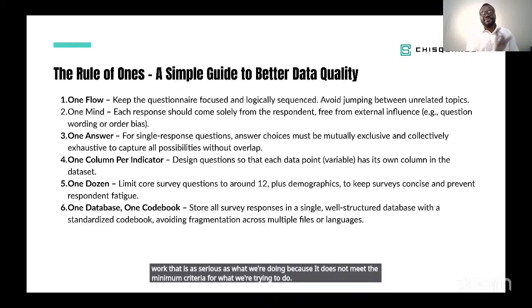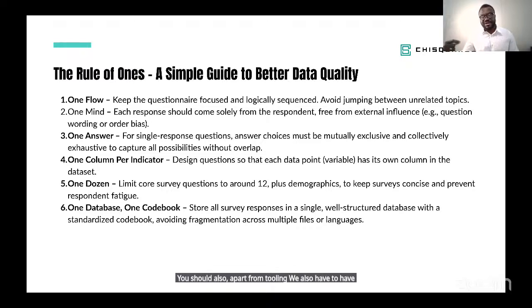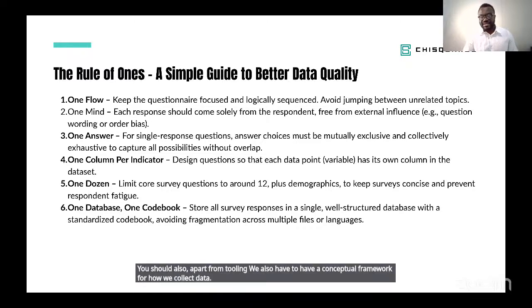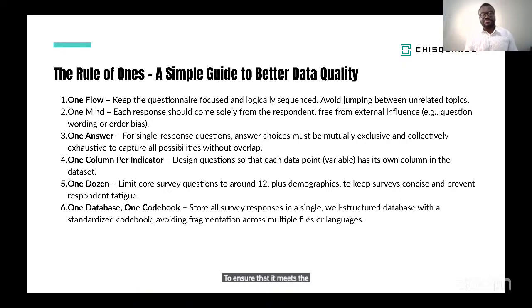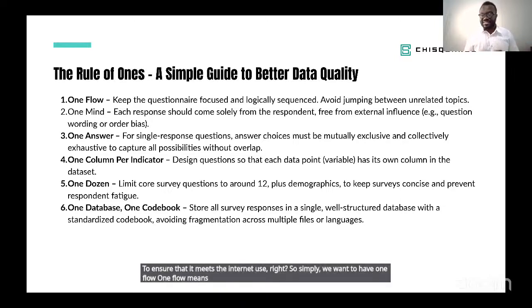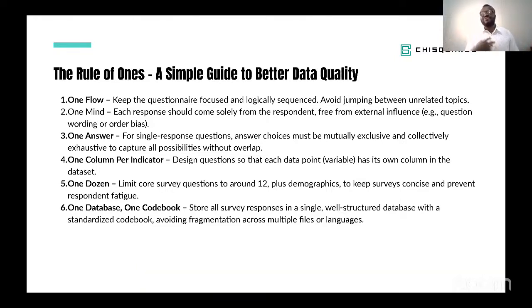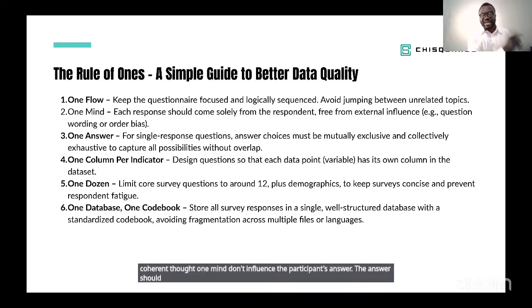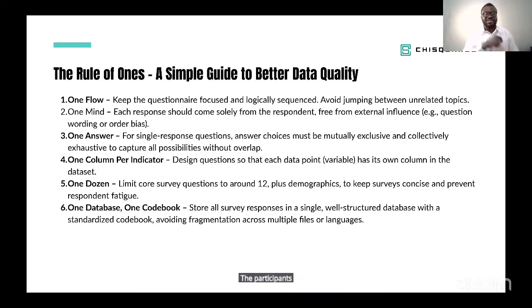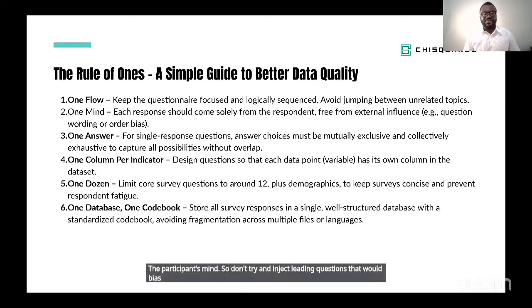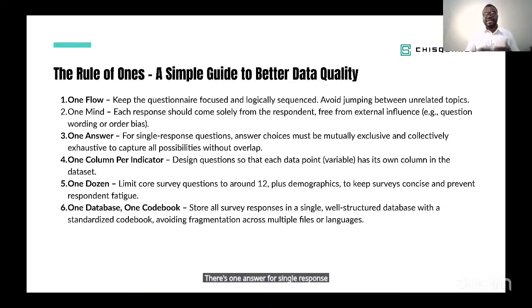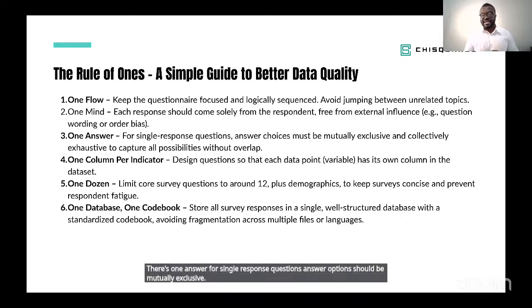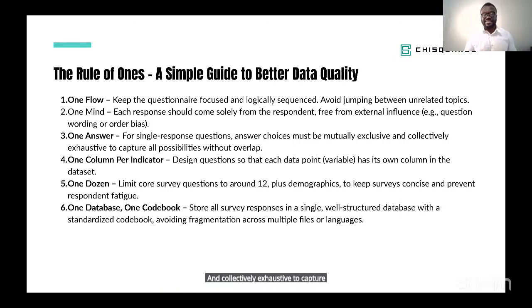Apart from tooling, we also have to have a conceptual framework for how we collect data, how we design data to ensure that it meets the intended use, right? So simply, we want to have one flow. One flow means keep the questionnaire focused. It should have just one large coherent thought, one mind. Don't influence the participant's answer. The answer should only come from one individual's mind, the participant's mind. So don't try and inject leading questions that would bias responses one way or the other. There should be one answer. For single response questions, answer options should be mutually exclusive and collectively exhaustive to capture all possibilities without overlap.